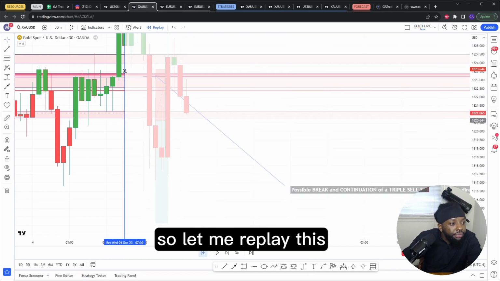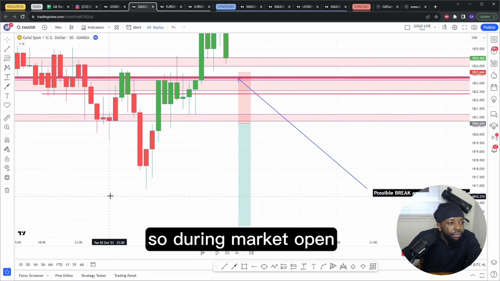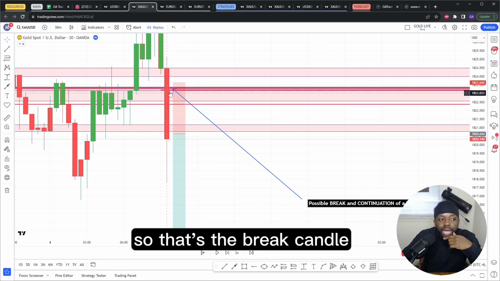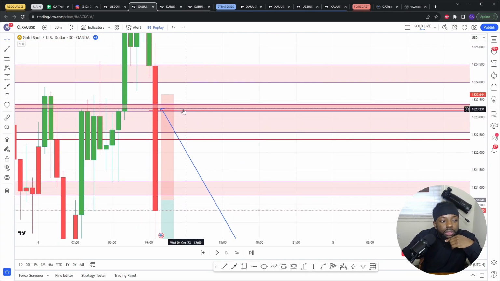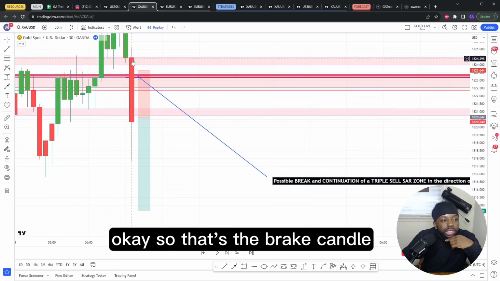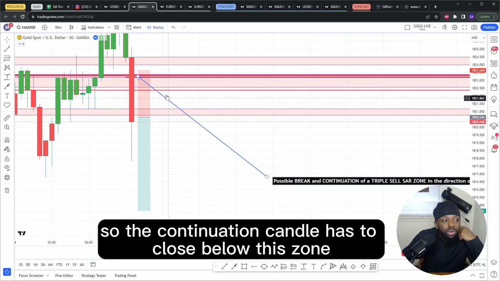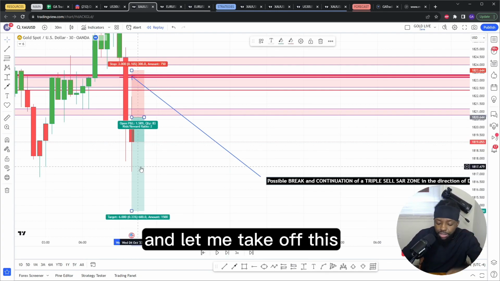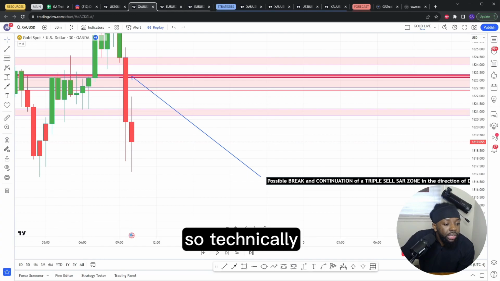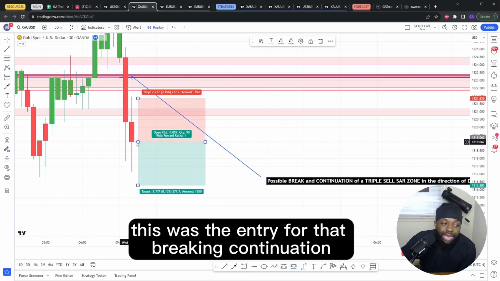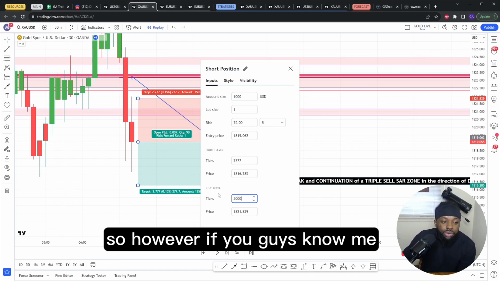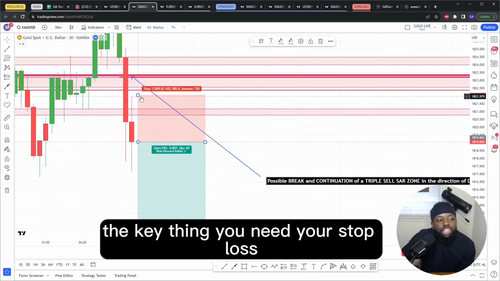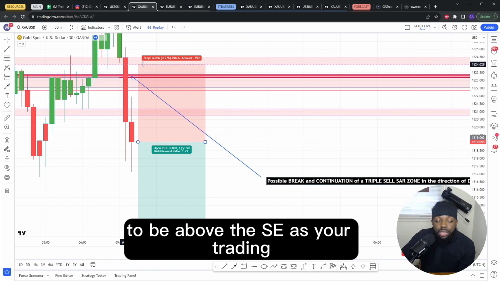So let me replay this. During market open, we had that candle. This is the 9:30 a.m. Eastern time candle. So that's the break candle, because this is the zone we are looking to trade. 1, 2, 3. Okay, so that's the break candle. So we need the continuation candle. The continuation candle has to close below this zone. So this was the continuation candle on the 30-minute time frame. And let me take off this 15-minute entry that I showed you guys. So technically, this was the entry for that break and continuation sell. However, if you guys know me, and I've gone over this time and time again, as much as the trade can be valid, the key thing is you need your stop loss to be above the SARs you're trading. So always remember that.